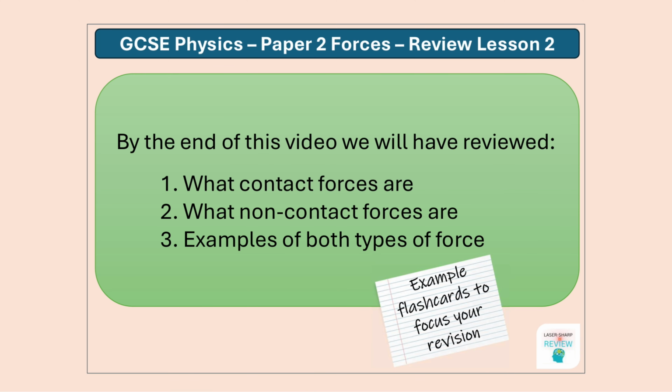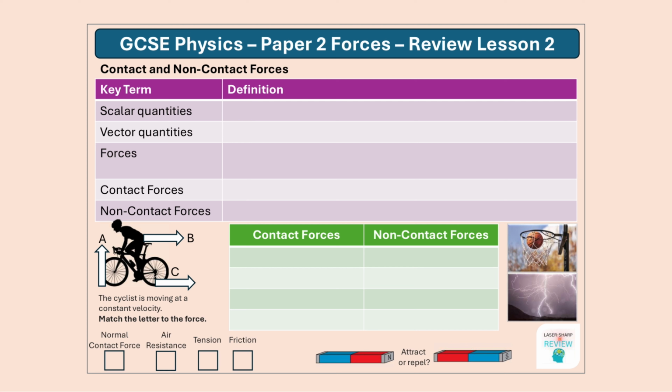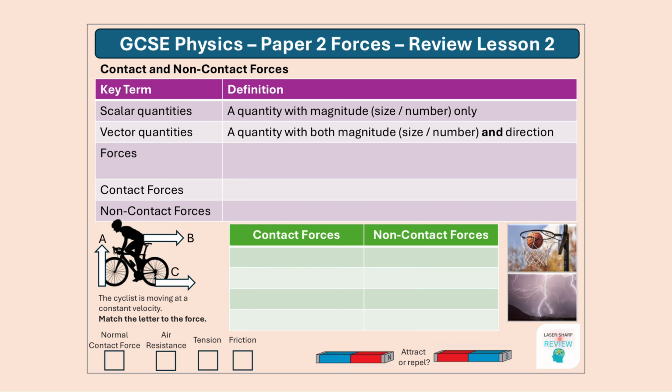By the end of this video we will have reviewed contact and non-contact forces, what they are and examples of both types of force. Right at the end, stick around for some example flashcards so that you can focus your revision. We'll start off by reviewing scalar and vector quantity definitions from the previous video. As a reminder, scalar quantities just have a magnitude, a size or a number only, whereas vector quantities have both a magnitude and a direction, shown with an arrow.